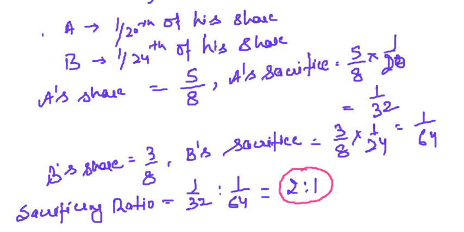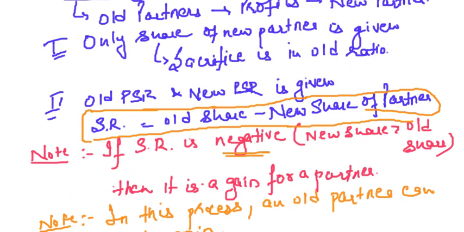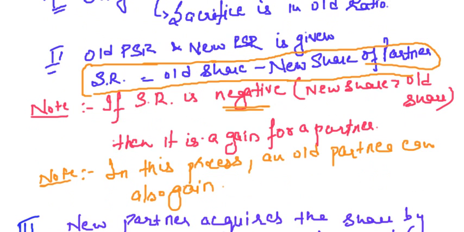We discussed all the three cases. The case number 1 was only the share of the new partner is given, then we assume that the sacrifice by the old partners is in the old ratio, right? Then if we are given the old profit sharing ratio and the new profit sharing ratio, then sacrificing ratio is equal to old share minus the new share of a partner. If the sacrificing ratio is negative, the sacrifice is negative. What does it mean? If the sacrifice is negative, it means that you are gaining something, right? If we are given the old profit sharing ratio and the new profit sharing ratio, in that process even an old partner can gain if his new share is more than his old share.